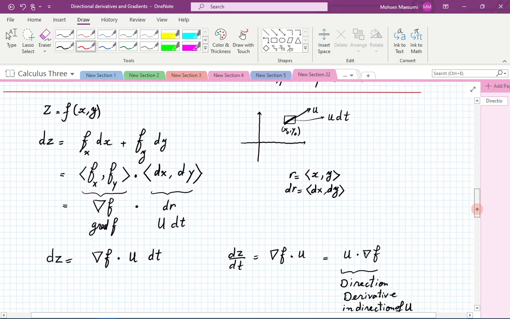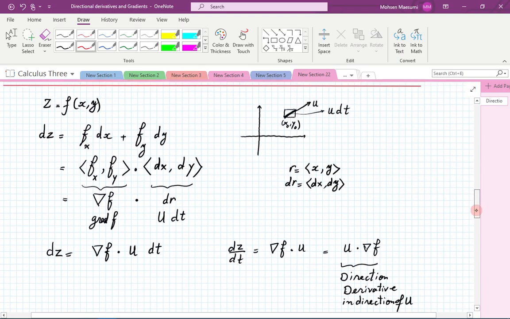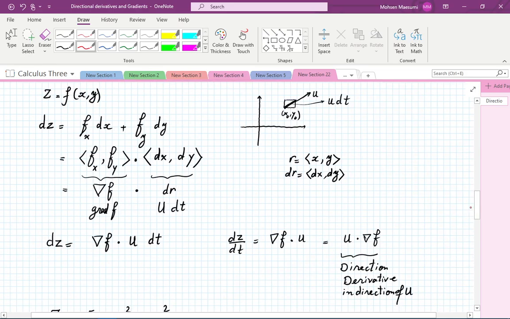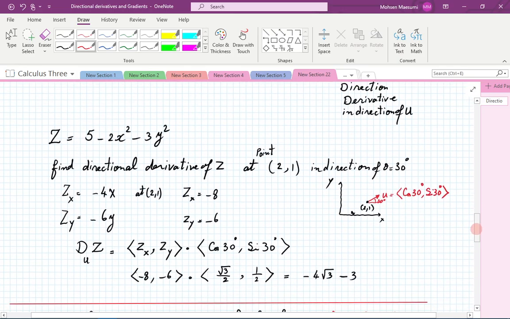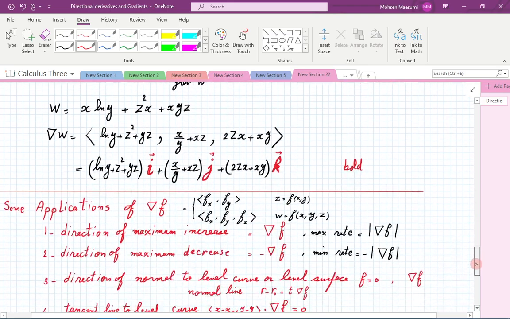So we described where the gradient comes from. It's a package essentially that contains our partial derivatives, and the directional derivative was introduced last time. We took an example. For example, this function, it's an elliptical paraboloid. We calculated the directional derivative of it at a given point in a certain direction. So I want to make sure you review that before we continue on the journey today.